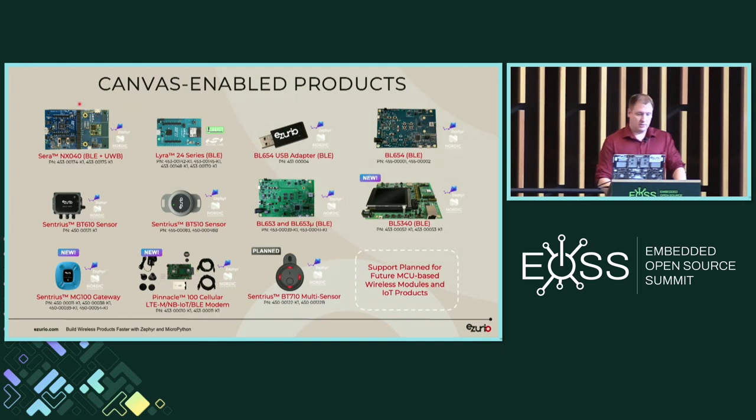Our newest product is our Sarah NX040 in the top left here. That's our BLE plus UWB module, which allows really accurate locationing. So that's really cool. And I'll be touching on some more of that throughout the presentation. And then also our Centrius MG100 gateway. So of course, it's got BLE, but it also has cellular, so you can get your BLE data to the cloud.